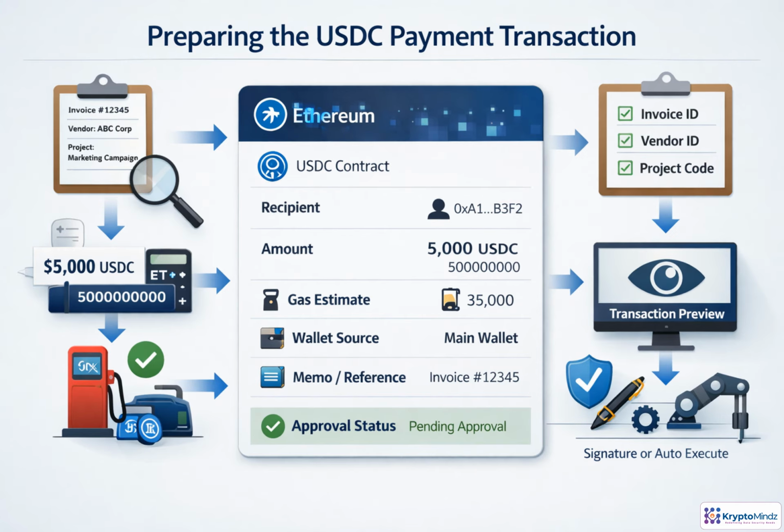With validation complete, the agent still should not send money immediately. It creates a payment draft that can be inspected, approved, and signed. The draft converts 5,000 USDC into base units, using USDC's 6 decimals, identifies the chain, token contract, recipient, and funding wallet, then estimates gas. It also checks 2 balances, USDC for the payment and native ETH for fees. Finally, attach invoice, vendor, project, and reason metadata so the preview is auditable.